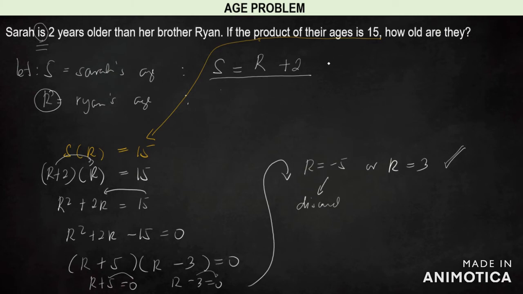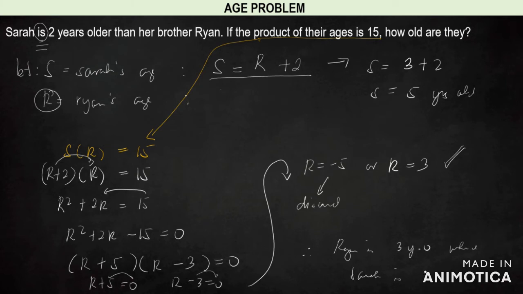So, therefore, ang age ni Sarah ay Ryan, which is 3, plus 2. The age of Sarah is 5 years old. Okay? So, therefore, Ryan is 3 years old while Sarah is 5 years old. Okay? We can always check. Sarah is 5 and Ryan is 3. 5 times 3 is equal to 15. Okay, indeed, our solution is correct.